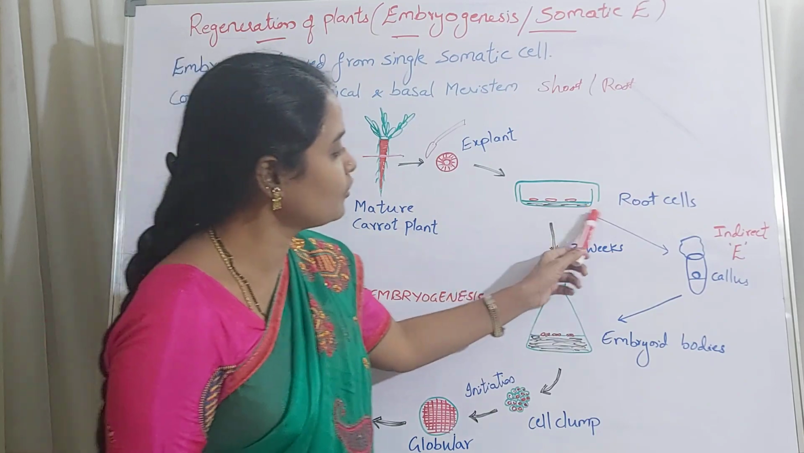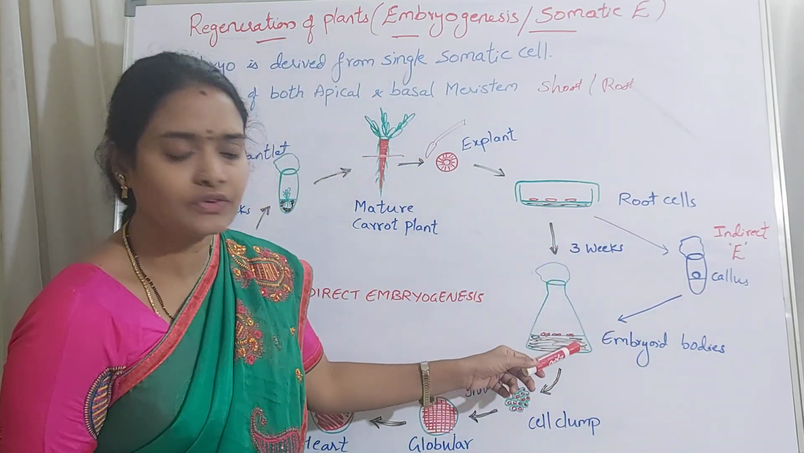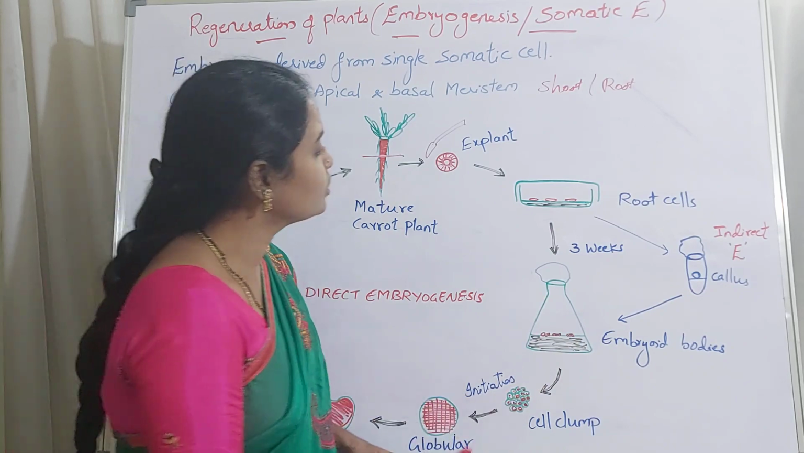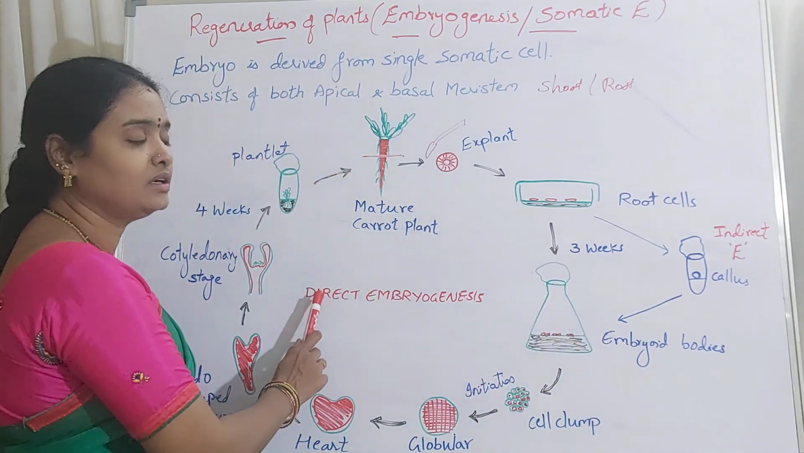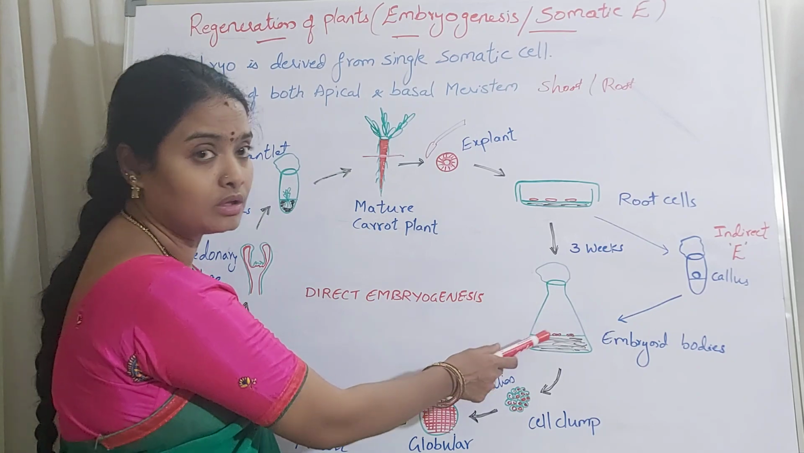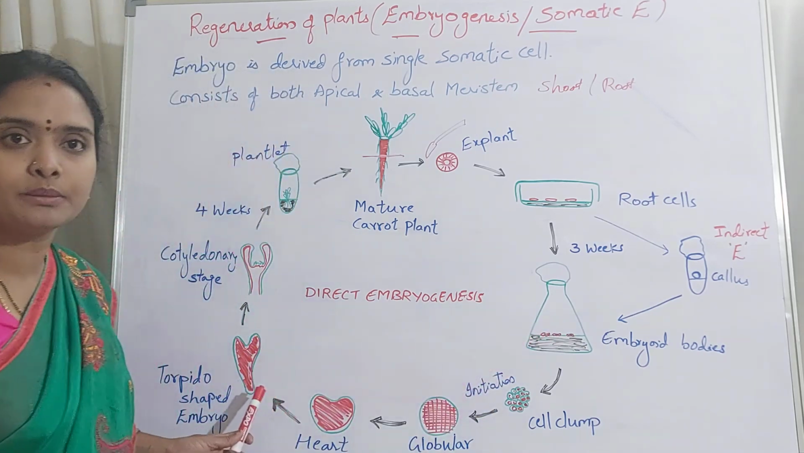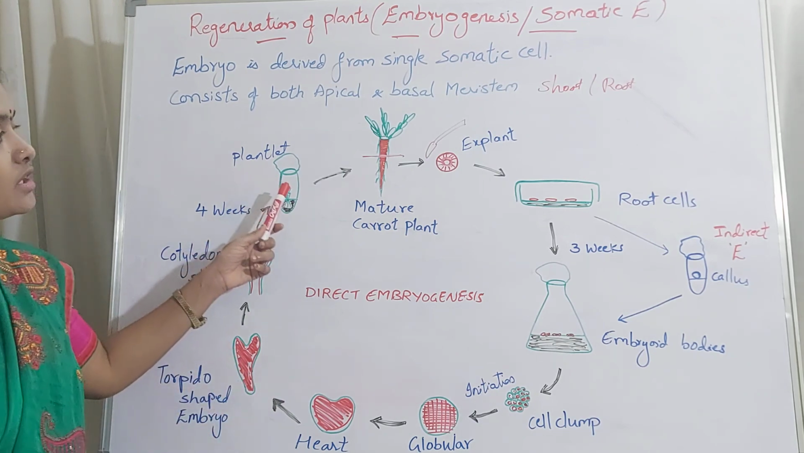If you go for the indirect process, it will take more than 6 or 8 weeks to reach the cell clump stage. So in order to reduce the time, we always prefer direct embryogenesis, where the explant produces embryoid bodies, followed by mature embryo, then from the embryo the cotyledonary stage, then the complete plantlet.